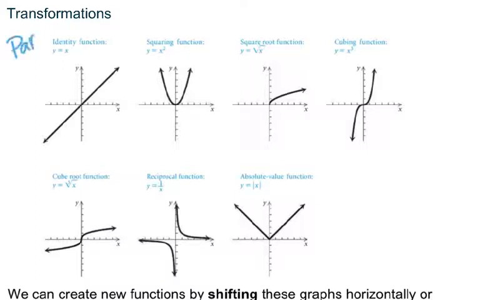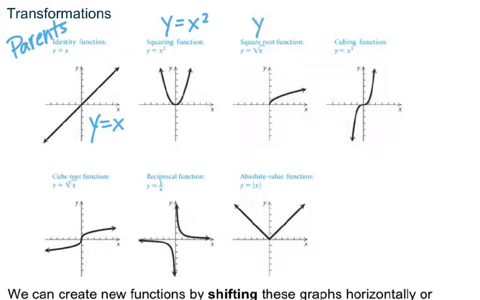Okay, so these are our parents here. The first is the identity function, and the identity function is the most basic linear function we could come up with, which is just y equals x. The second one is a squaring function, or quadratic, which we learn a little bit more about later. But quadratic functions have this parabolic shape. They're shaped like a U.